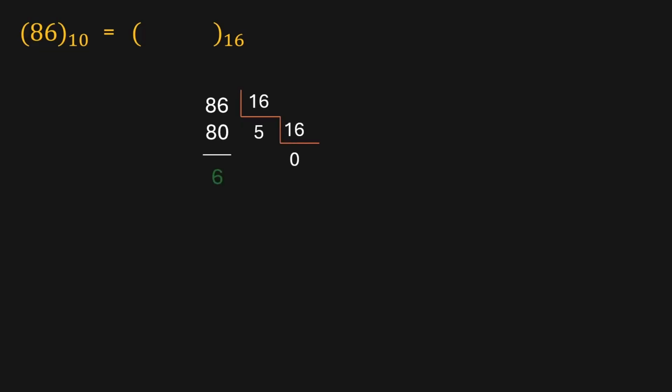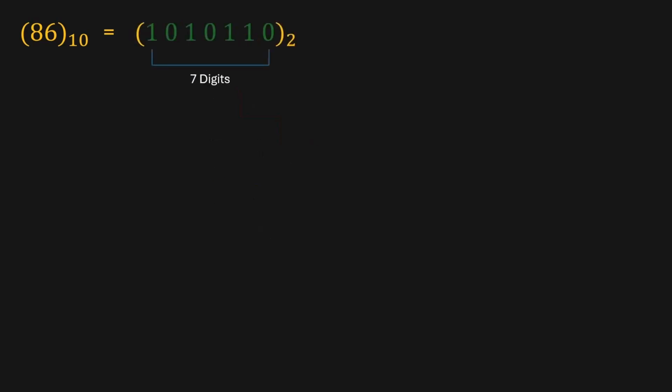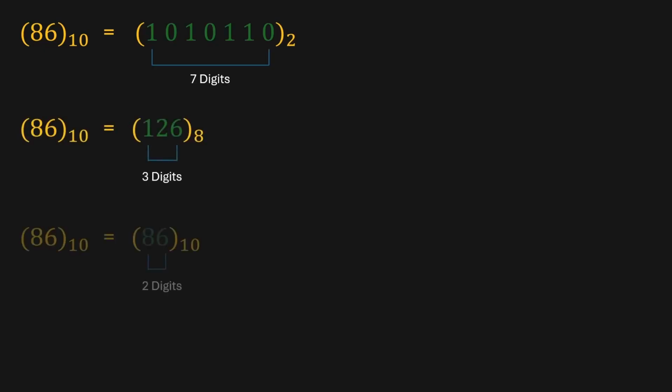5 divided by 16 equals 0 with a remainder of 5. And this gives the representation of number 86 in base 16. Now, the point to note is that the number 86 has 7 digits in base 2, 3 digits in base 8, 2 digits in base 10, and 2 digits in base 16 as well.